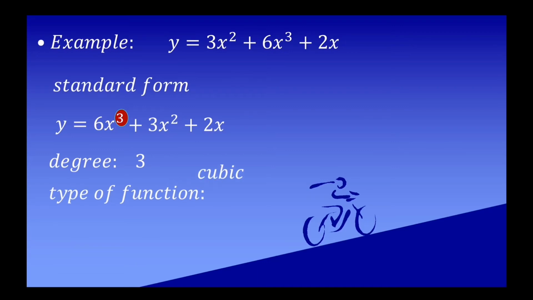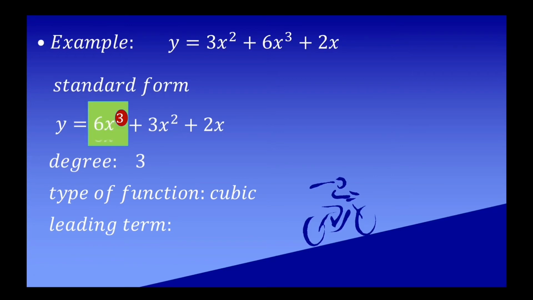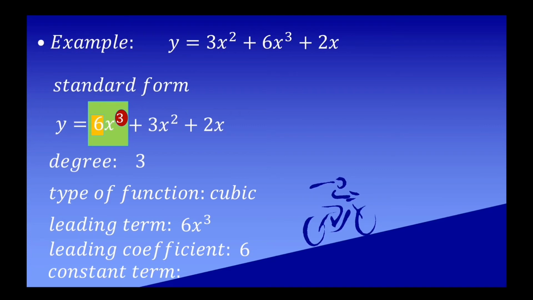So we have the type of function. This is cubic, and we also have the leading term. Our leading term, the first term with the highest exponent, is 6x cubed, and the leading coefficient is 6. And the constant term: we know the constant term is the number without a variable. So our constant term here is 0.